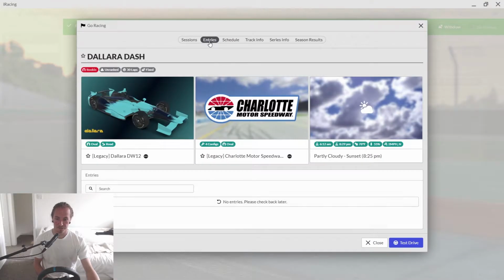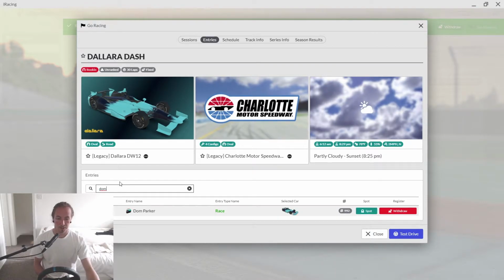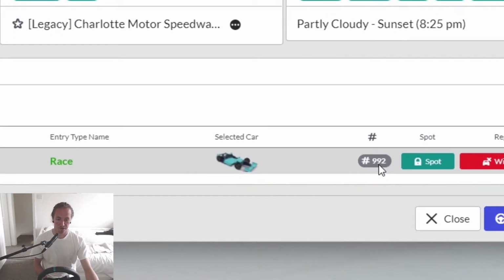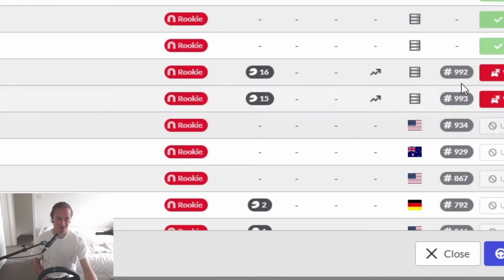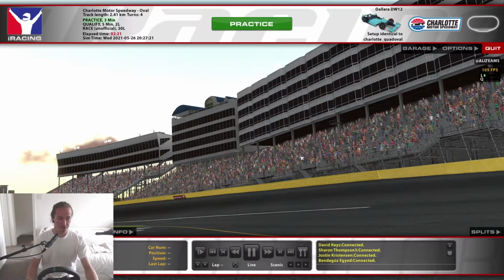Then go into entries and you can literally search for your own name. So you can see Dan Parker. There's my session ID, so I am in the 992 split, which we just said is the higher split. So straight off the bat, I know that I'm going to be in the higher of those two splits. And that's absolutely confirmed, there are no guesstimations about that. So that's the way you can actually find out.